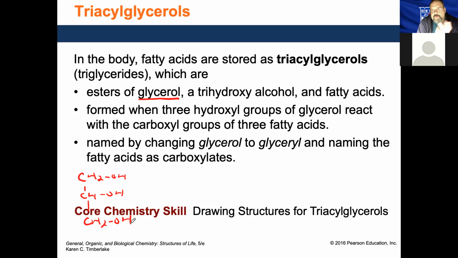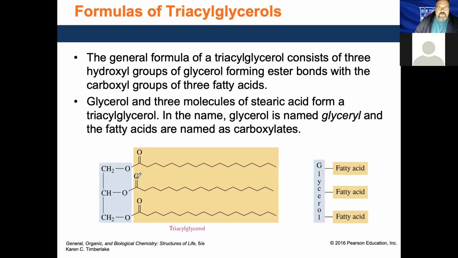Again, it's esterification that's used to make the triacylglycerols. You take off the OH groups from the fatty acids, and then you take off each of the OH hydrogens from the glycerol. When you combine them together, that gives you your triacylglycerol. So here's an example of the structure of a triacylglycerol. In this case, it's actually made from the same fatty acid three times.